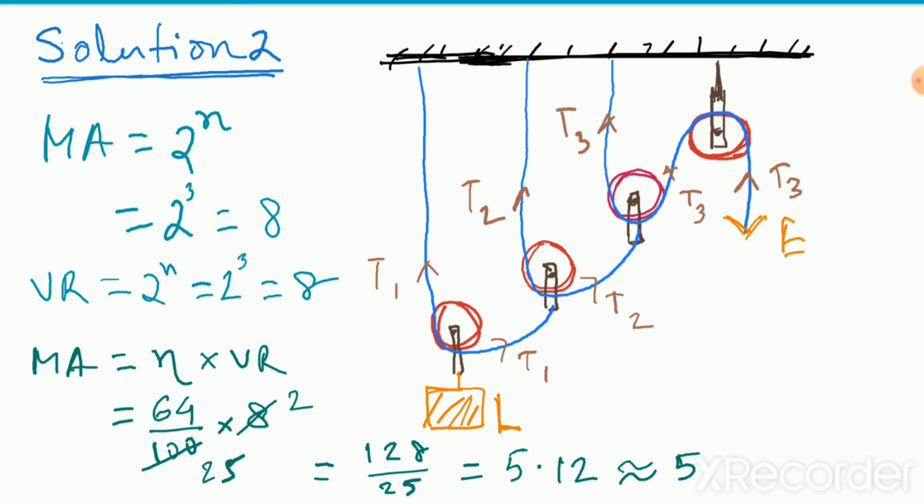So I think the concepts are very clear. We will be ending the chapter Machines here. We have done some numerical problems. I think the concepts are clear.